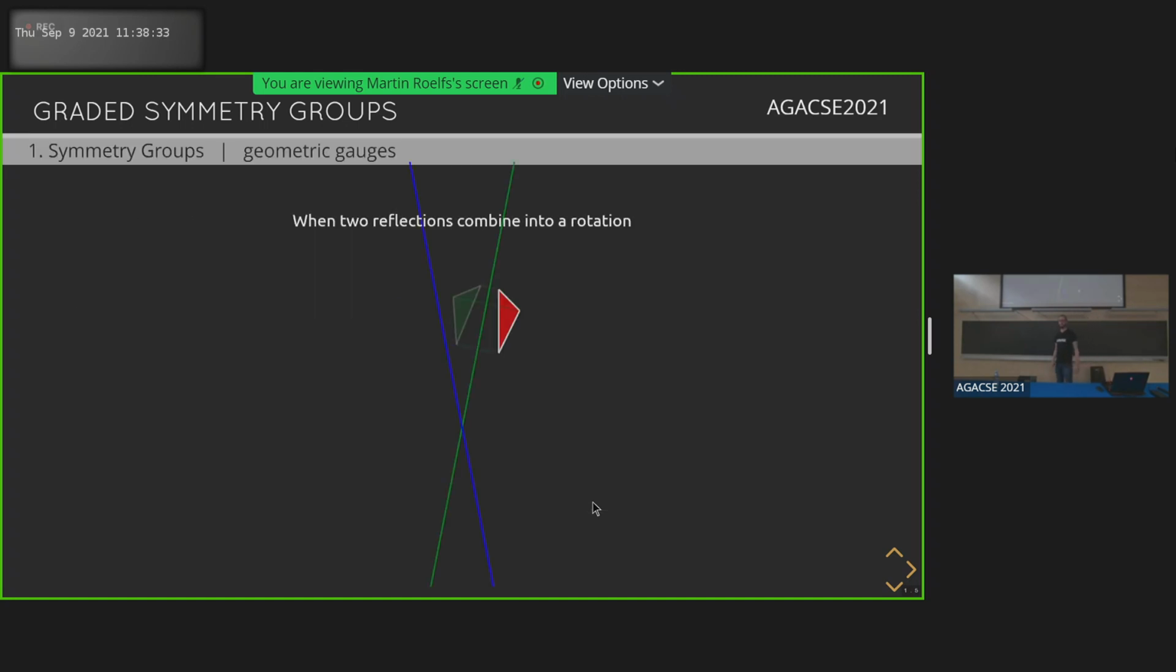So I'll start with this animation. When you combine two reflections, it is only the relative angle between the two that matters and the intersection. But other than that, you can see that we can just vary these freely, so that leaves an internal gauge degree of freedom, and they still will form the same net transformation of these triangles.